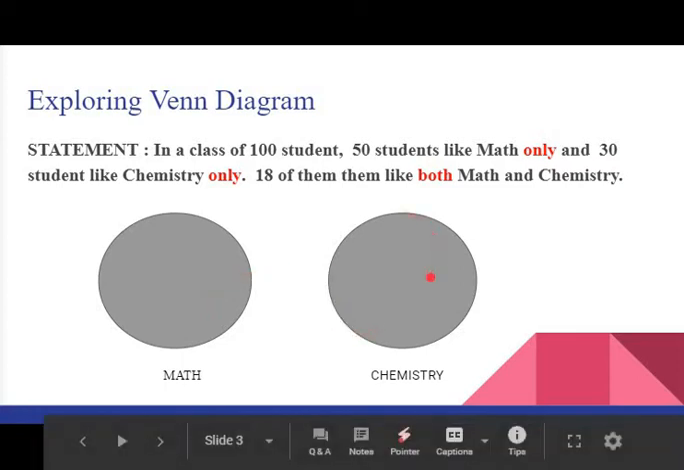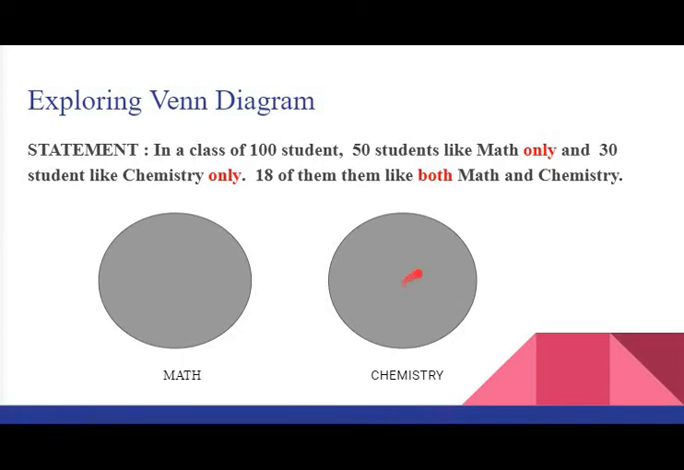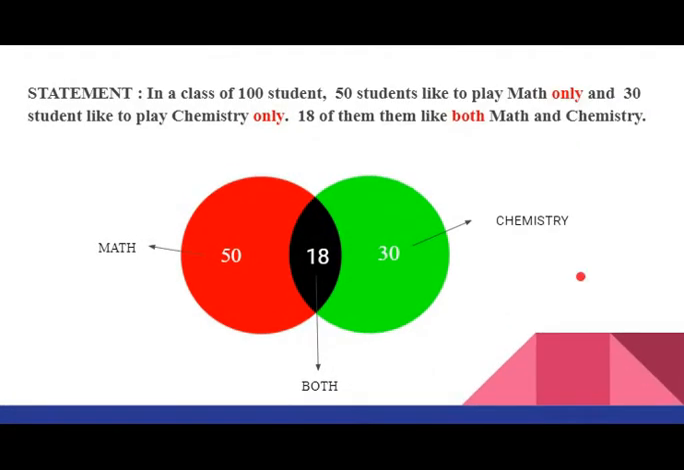Similarly, if this circle represents the number of students who like chemistry, then there are some students who like math as well. It means there will be some overlapping between them. Don't confuse this with the diagram. It is just a general representation of an entity, not a Venn diagram. This one represents the Venn diagram for the given statement.